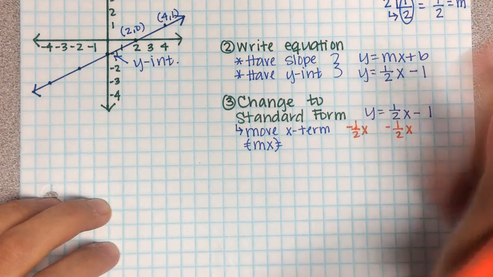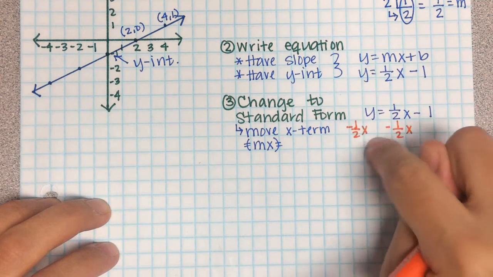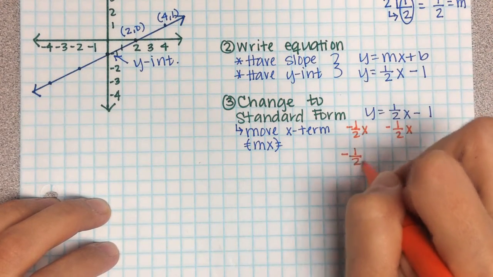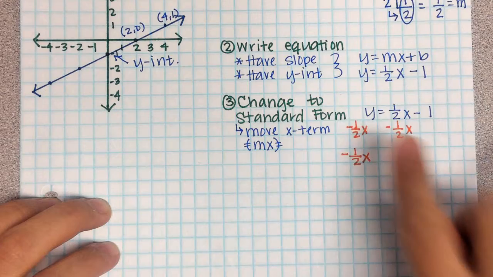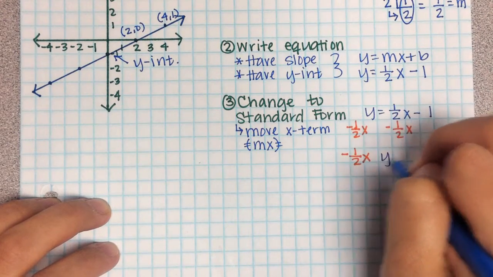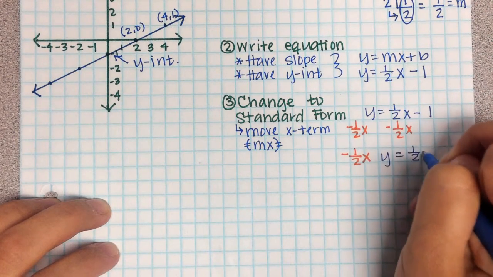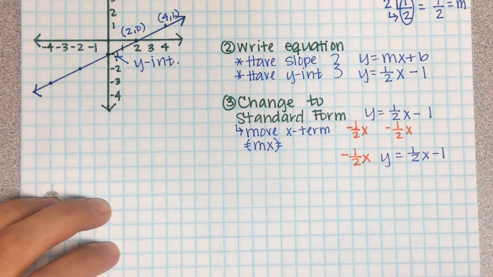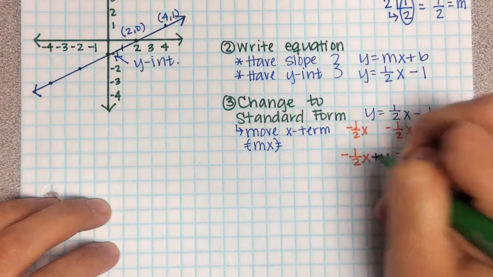And I do it over here off to the side because, again, x and y are not the same thing. So I get -1/2 x, y = 1/2 x - 1. There needs to be something in between those two. So I'm going to put a plus because y is positive.